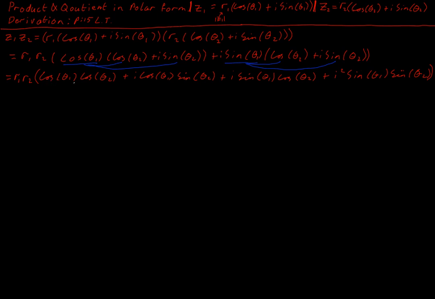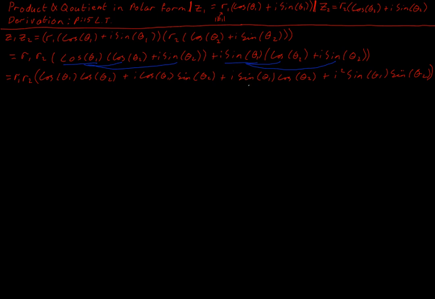So I end up with cos theta 1 cos theta 2 plus i cos theta 1 sine theta 2, plus i sine theta 1 cos theta 2, and then I end up with i squared sine theta 1 sine theta 2. Now, I have consciously kept the theta 1s first and then the theta 2s second, because I know where this is going. It's going to page 15 in my log tables. So I want to keep one of my angles first all of the time, because that makes it easier to look at the formulas that I want.